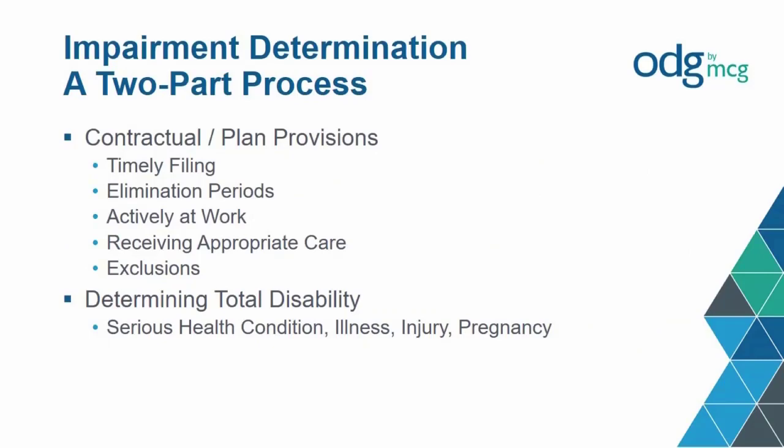When creating ODG for Disability, we understand impairment determinations are really a 2-step process. First is contractual, looking at those plan provisions. Did someone file on time? Did they meet their elimination period? Are they actively at work and receiving appropriate care? And other exclusions. We leave this part to you. We're here to help you with determining total disability on claimants that have serious health conditions, illnesses, injuries, and other things like pregnancy.